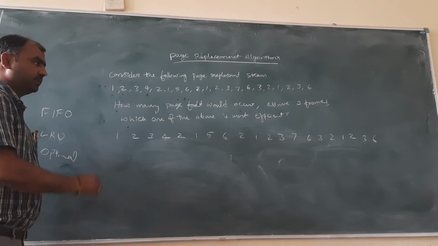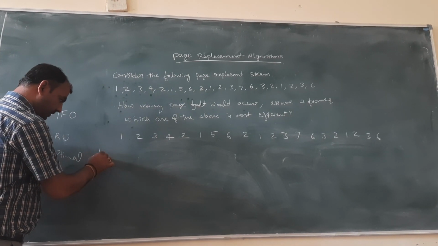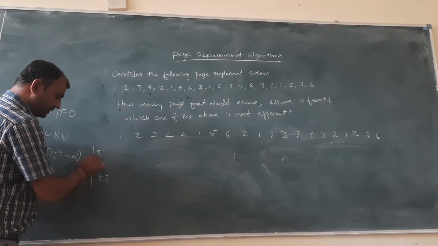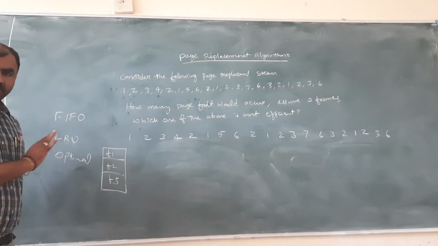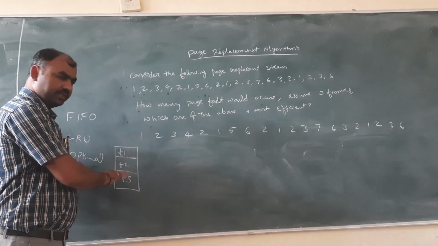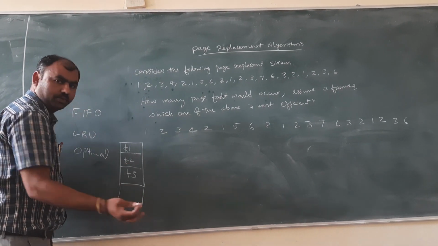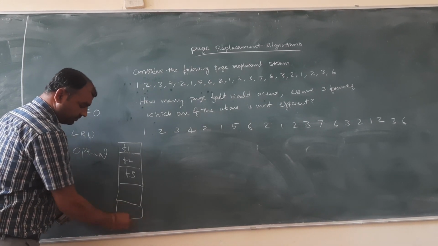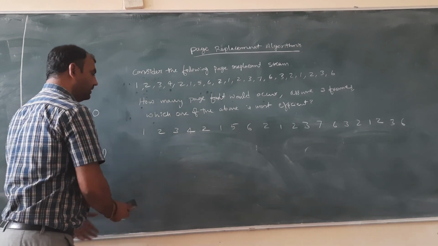Right. So now 3 frames, he says. So that's fine. So frame F1, F2, F3. This is the frame with 3 frames. It can store a maximum of 3 pages. If you want 4 frames, then you can increase one more. That's it. So this is frame 4. You can even make frame 5. Okay, so that is the 3 frames.